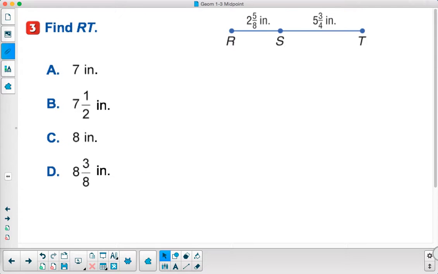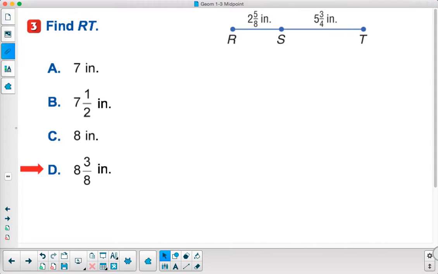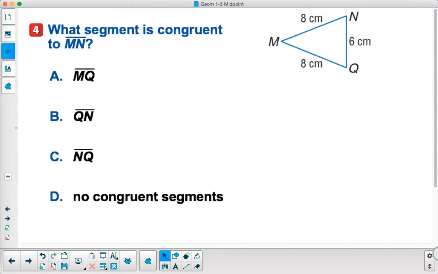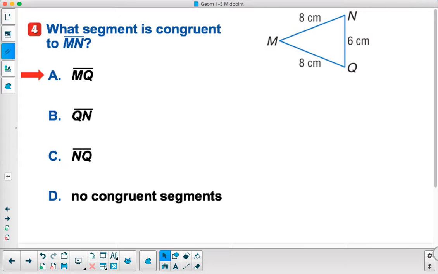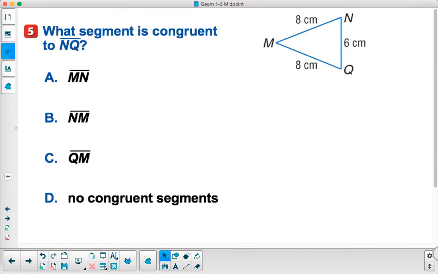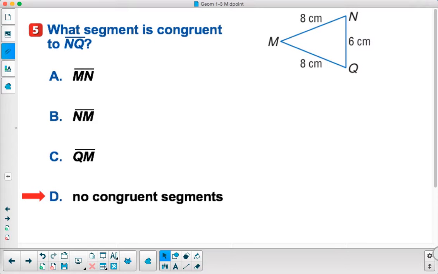Bell ringer number 3. The solution. Bell ringer number 4. And the solution. Bell ringer number 5. And the solution.